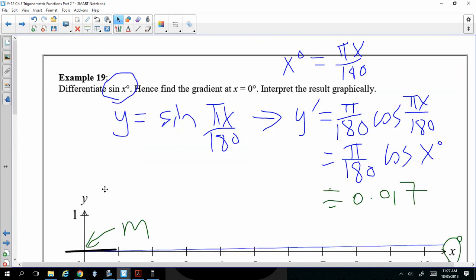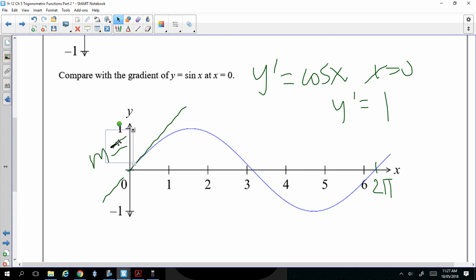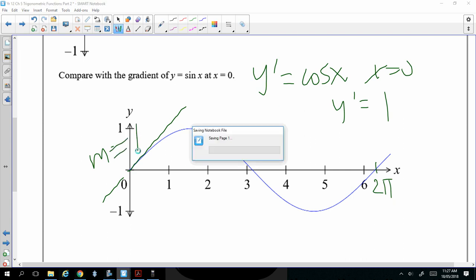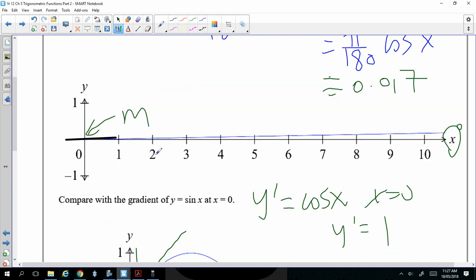Okay, alright. So let me delete this. Let me draw again. Okay, so that's equal to 1. So that's the difference when the graph is in degrees and the graph is in radians. So that's why we have to learn radians, so that the gradient of the graph is 1 at the origin, rather than the gradient being like 0.017.